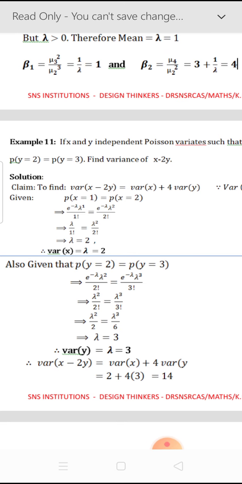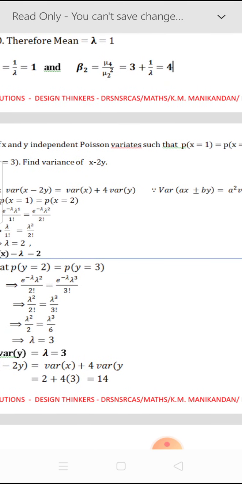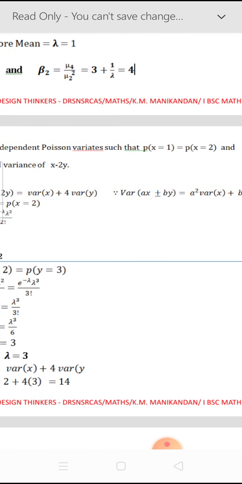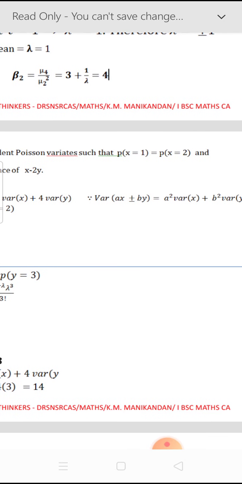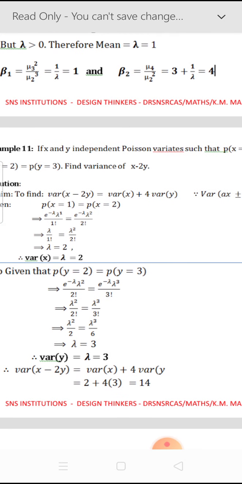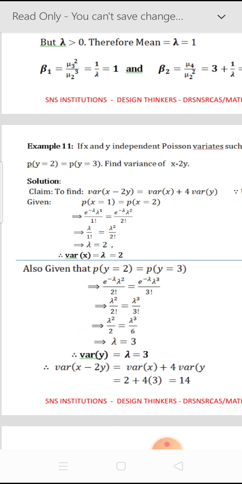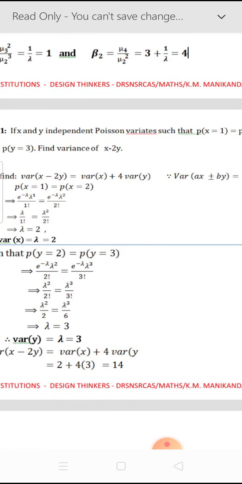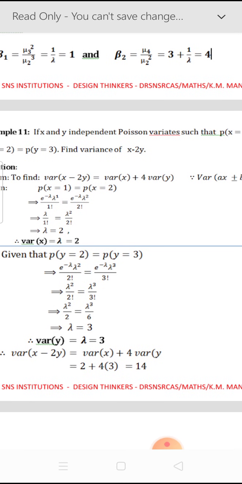So next example, if x and y are independent Poisson variates such that probability of x is equal to 1 equals probability of x is equal to 2, and probability of y equal to 2 equals probability of y equal to 3, find the variance of x minus 2y. So now we are given that, we know that variance of x minus 2y is equal to variance of x plus 4 times variance of y.